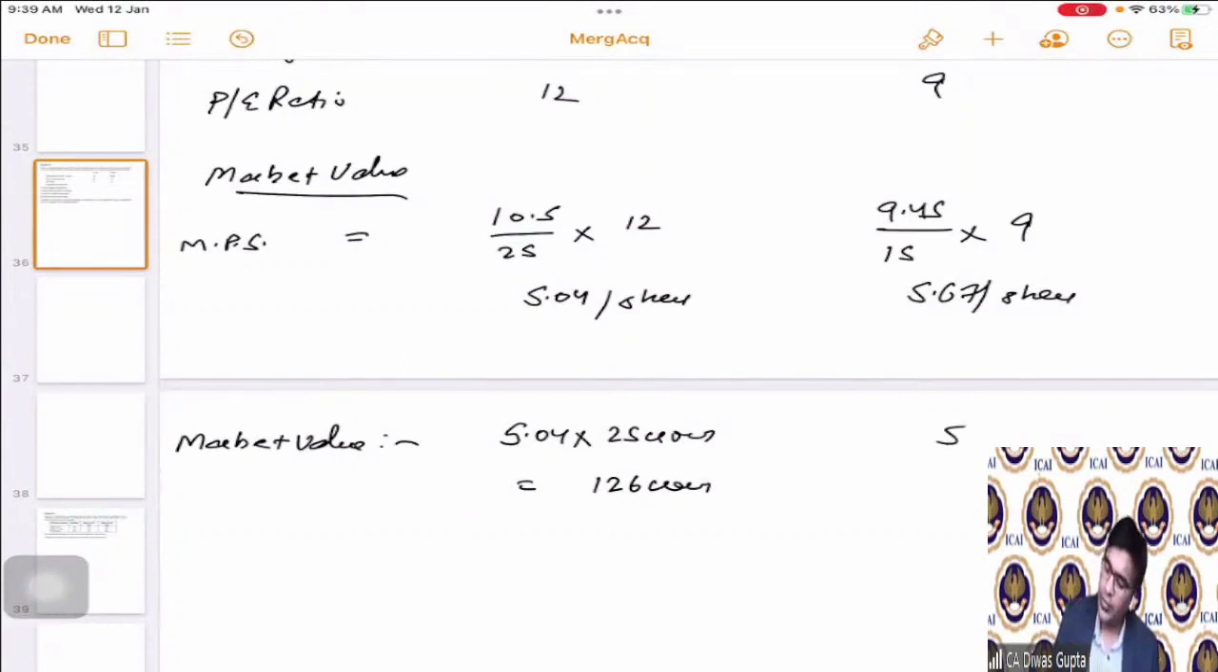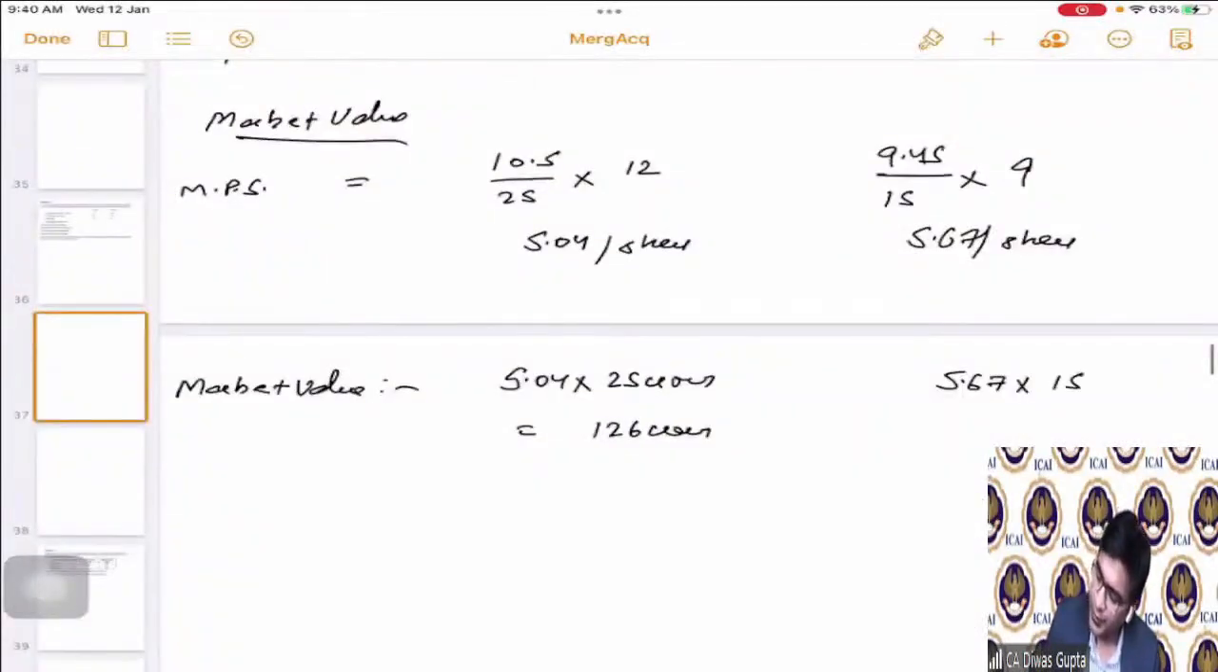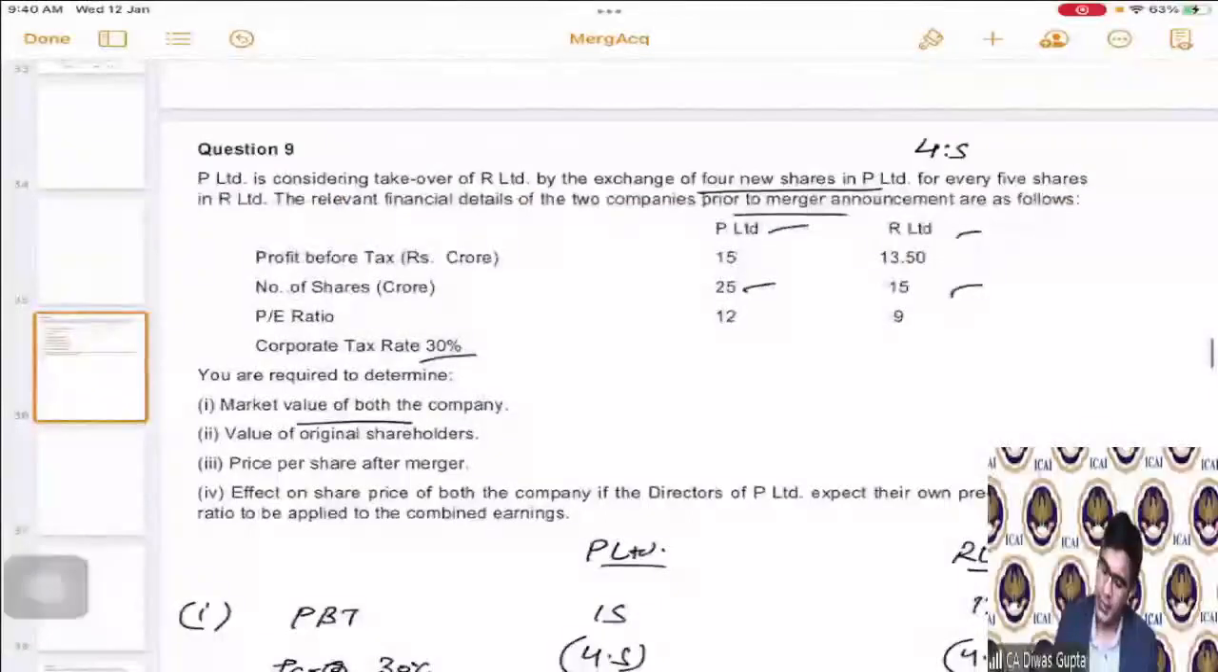and 5.67 multiplied by 15, right? 15 crores. So 5.67 multiplied by 15 comes as 85.05 crore. This is the market value, correct? Now first part is done.